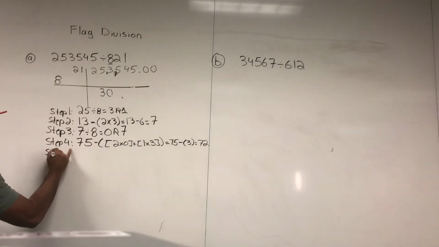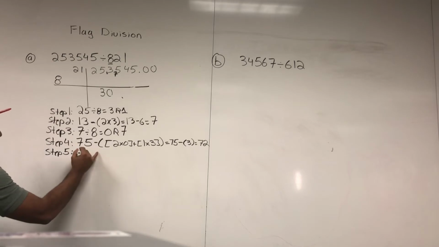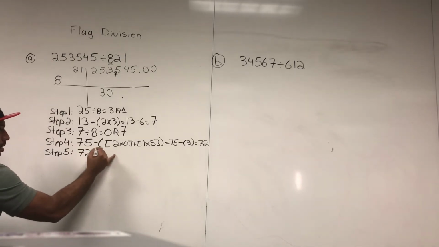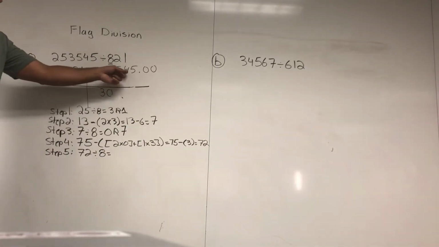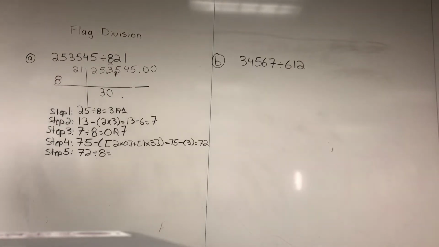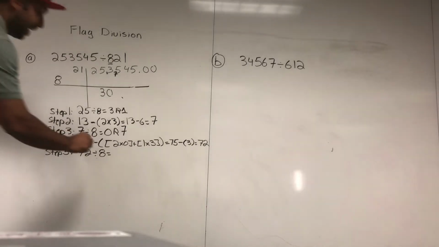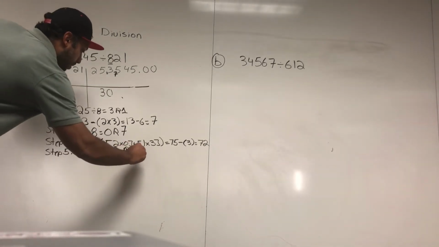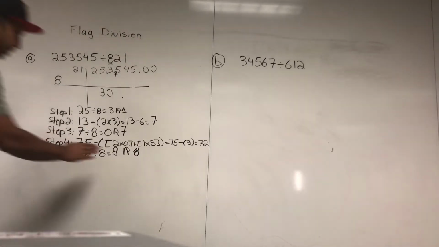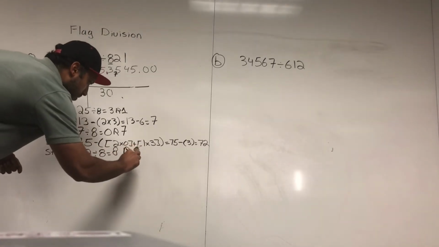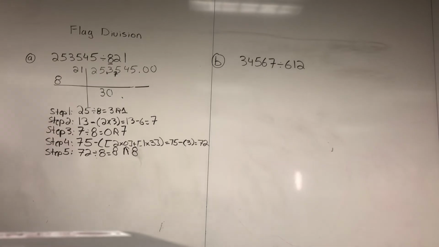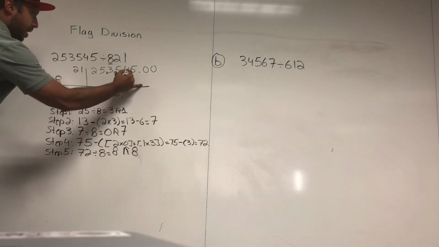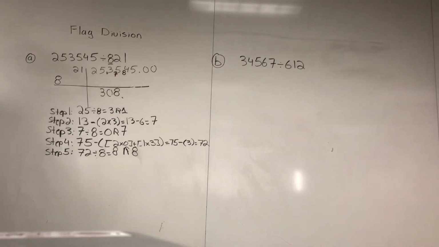Now this part comes with experience, but how many times does 8 go into 72? Clearly it's 9, or 9 remainder 0, but because I recognize that I'm going to have to subtract from here, I don't want to be left with negative numbers. So this comes with experience. Instead of saying 9 remainder 0, I'm going to say 8 remainder 8. Okay? So that 8 goes right here. And this 8 goes right here.